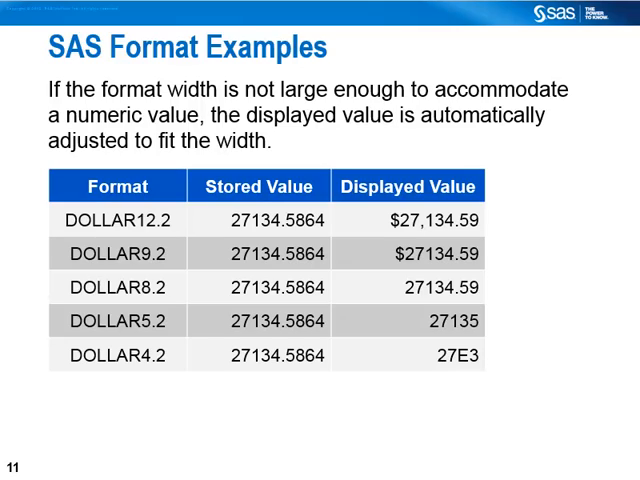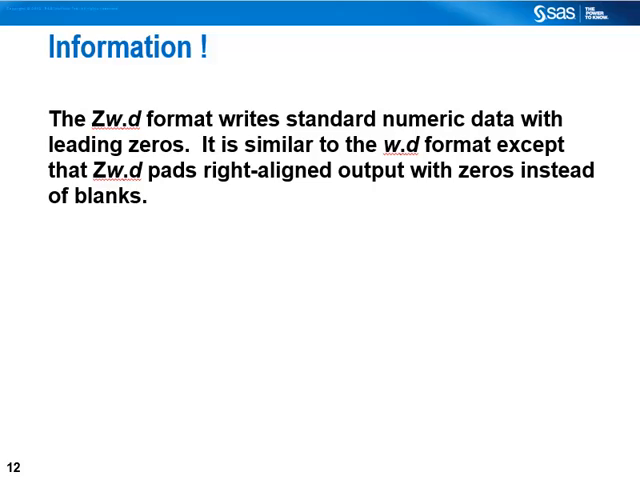When we use $8 period 2, the stored value remains the same, but the displayed value does not have a dollar sign because the total length of this displayed value is 8. Then $5 period 2. So it must have only 5 digits as a displayed value. So the decimal's importance is removed. Then $4 period 2. As the number itself is larger than the specified width, it converts the number into an exponential format. It's an important information.